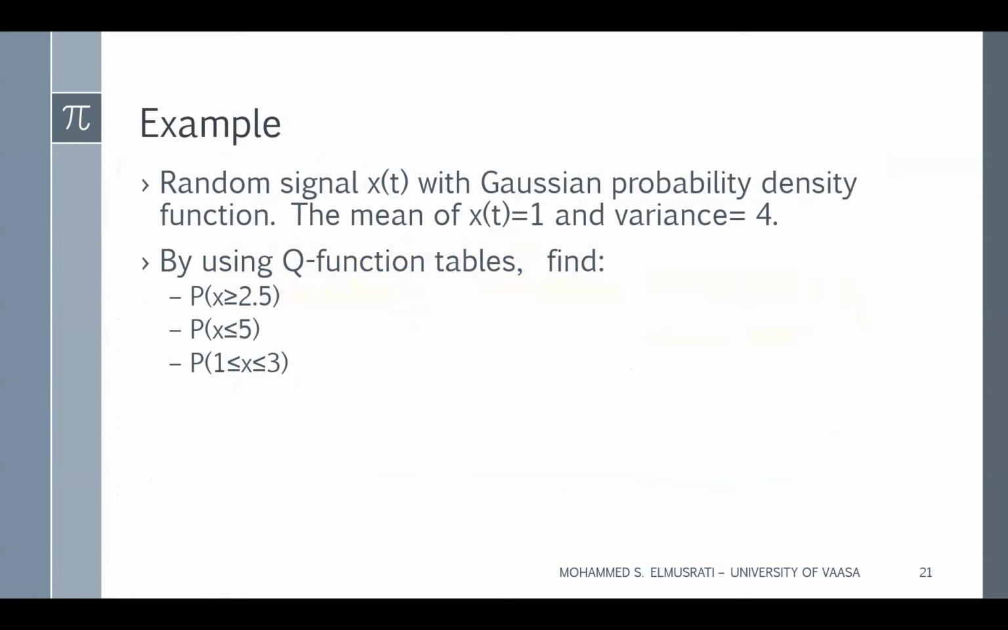Here it was given that a random signal x of t has a Gaussian probability density function, where the mean was given as 1 volt and the variance was 4 volt square. By using a Q function table, find the probability that x is greater than or equal to 0.5, that the voltage is less than or equal to 5, and that x is between 1 and 3. The first thing that we need is to convert this Gaussian to the standard form.